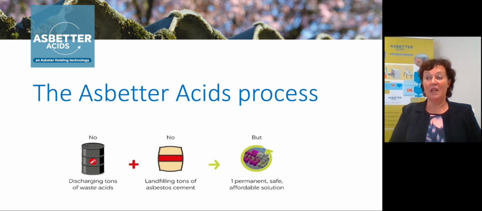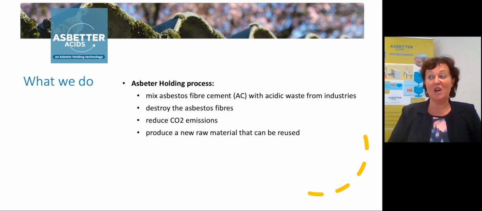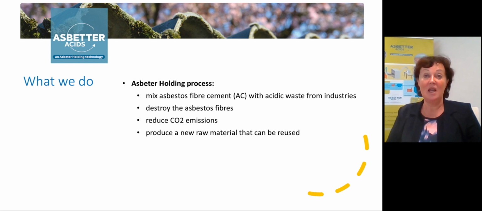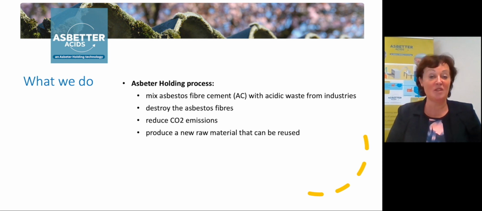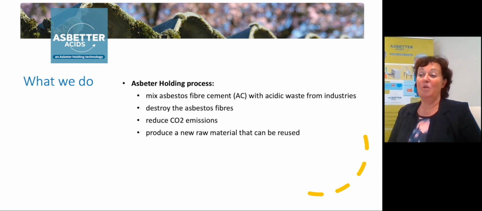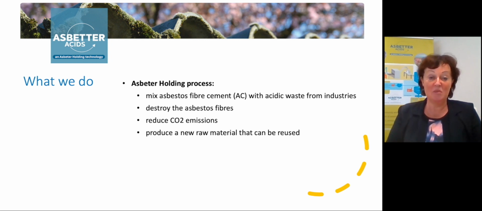What we are doing in our process is mixing the asbestos fiber cement with the waste acids. In this process, the waste acids are neutralized by the cement of the roof plates, and at the same time, the asbestos fibers are destroyed. The process will reduce CO2 emissions because it's bringing a lot of products to the market, like gypsum, silica, and calcium chloride.